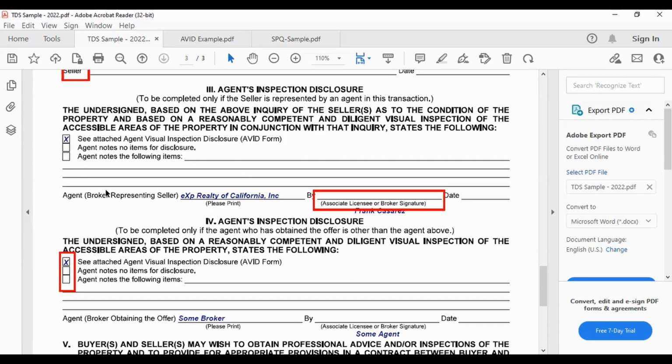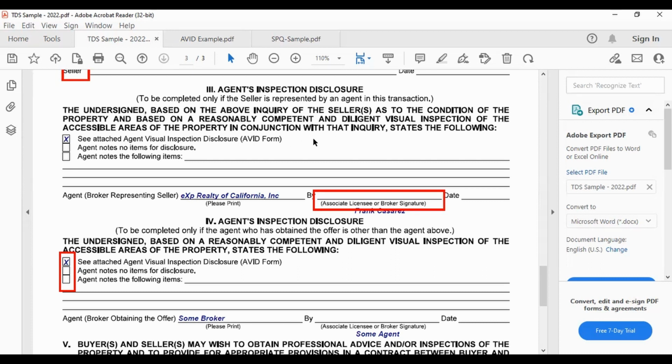Now, our company does stress that they would like us to have an agent visual inspection disclosure. I'll show you that in just a few minutes. But sometimes agents just like to check this box and say agent notes no item for disclosure. That is not a good idea.